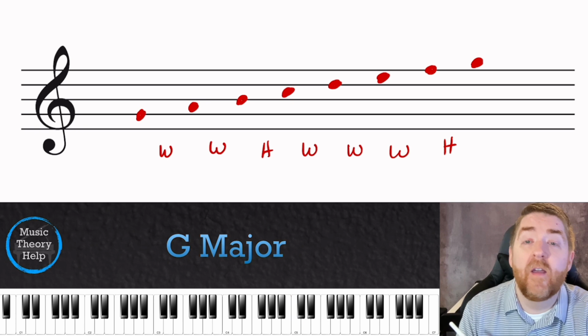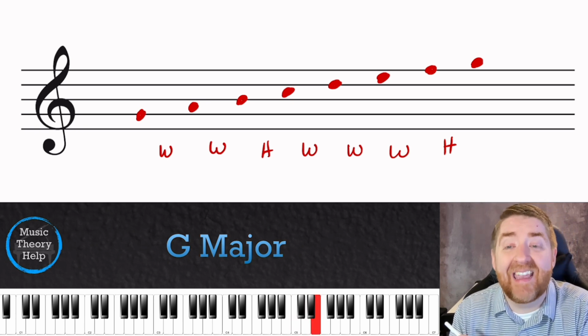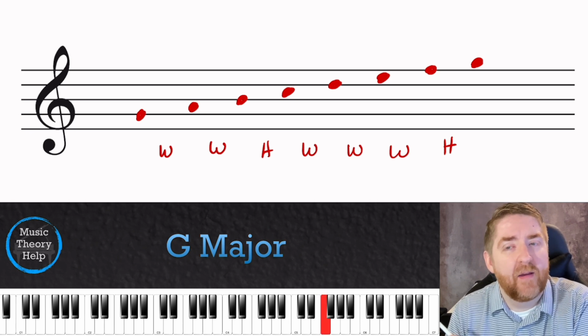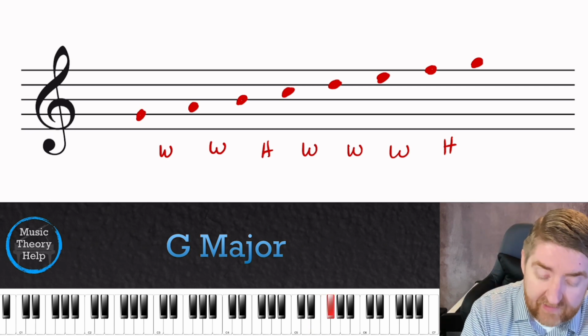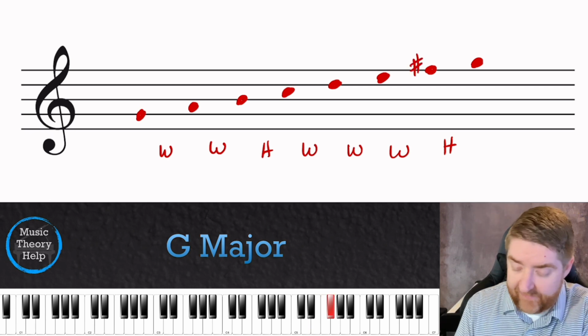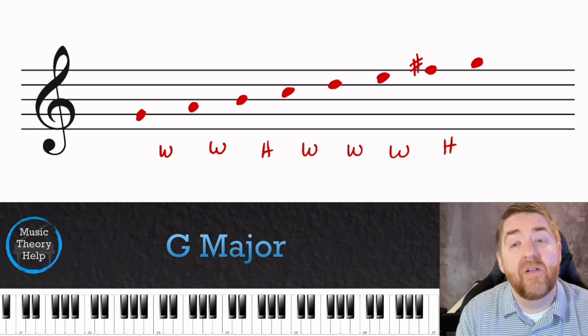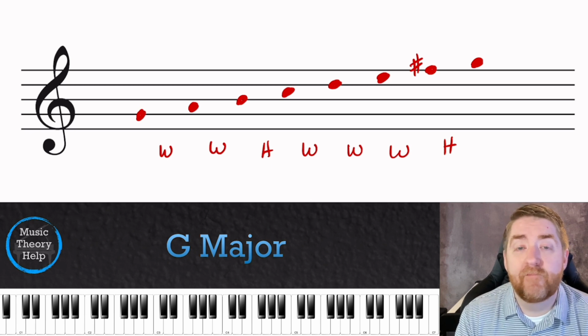We're good so far. From C to D is a whole step. D to E is a whole step. E to F is actually a half step, so we have to raise that F to F sharp to make it a whole step. And then F sharp to G is a half step. We've done it. There's our G major scale. G major has 1 sharp, and it's F sharp.